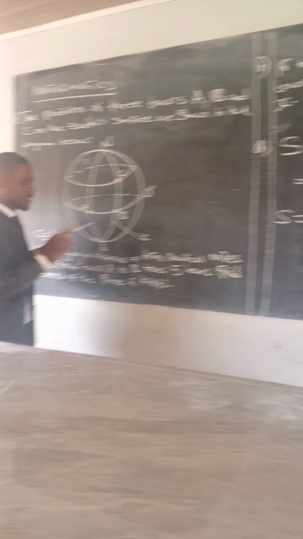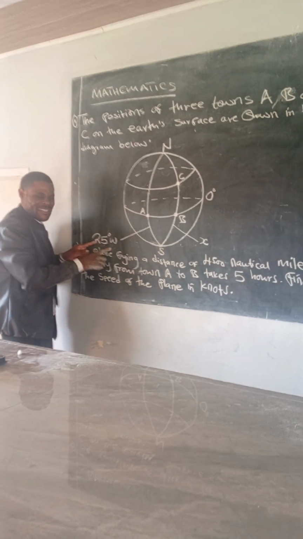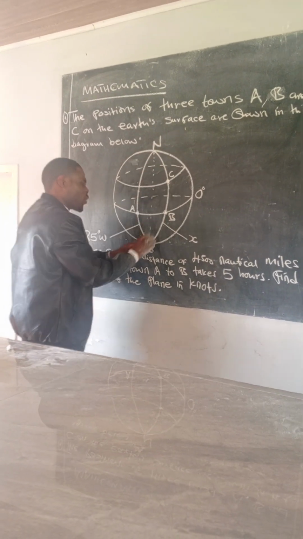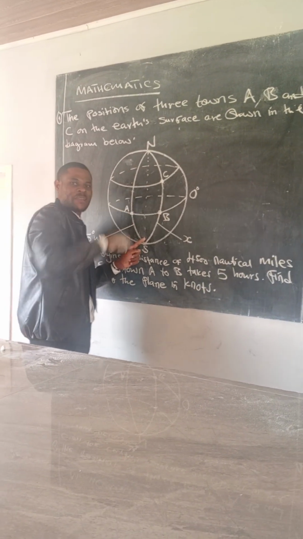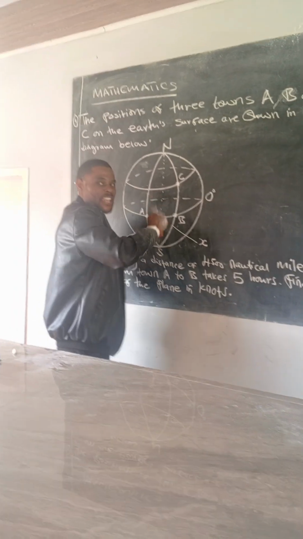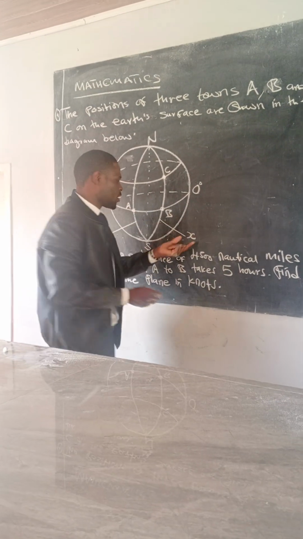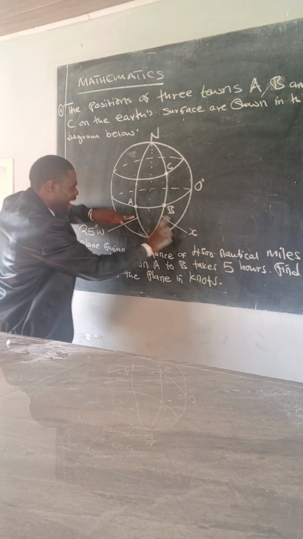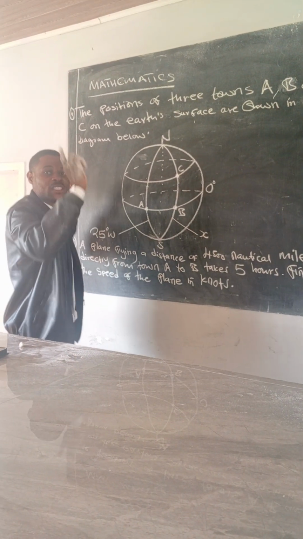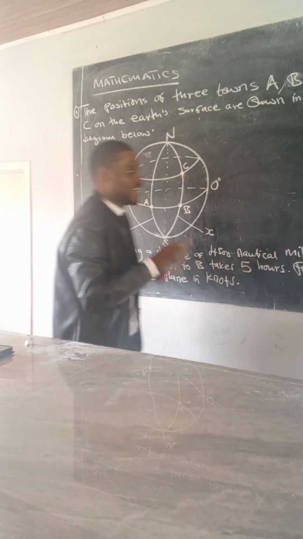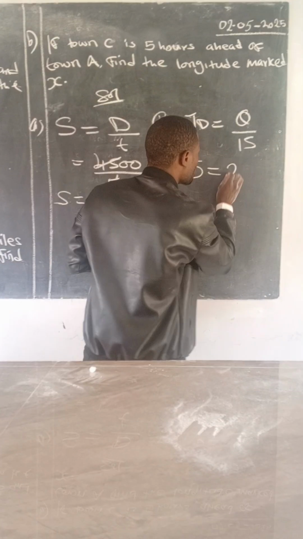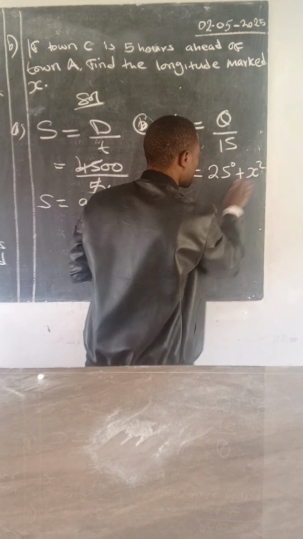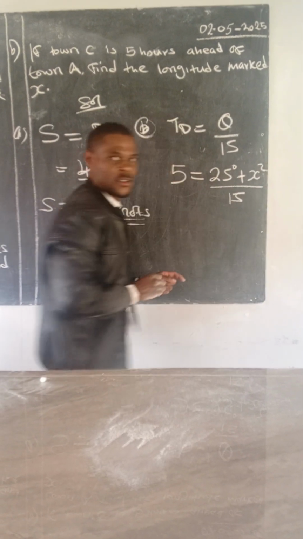Let's check the longitudes. We have 25 degrees west, and since this point in the middle is where we have GMT, Greenwich Meridian Time, crossing the GMT on your right hand side means that we have the east. This is the east part now. So if we check these two longitudes, they are on two different hemispheres. Hence, we are now going to say 25 degrees plus x degrees over 15.